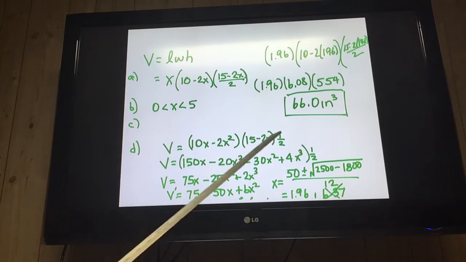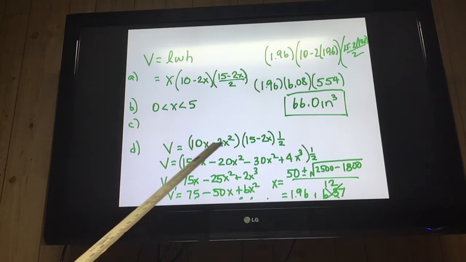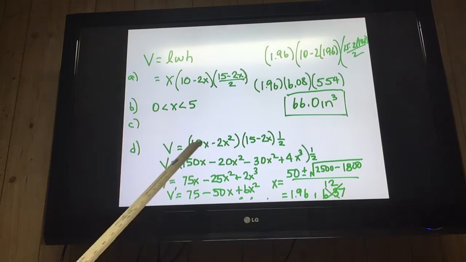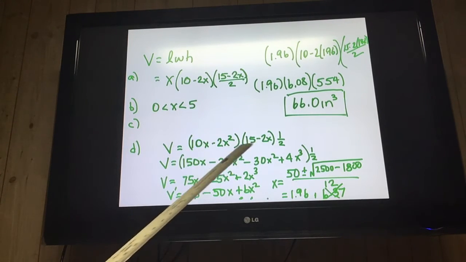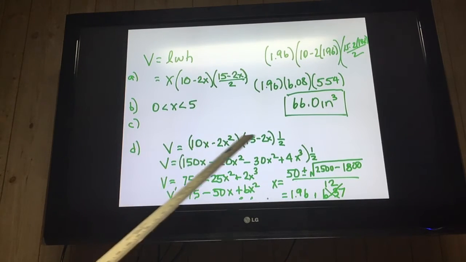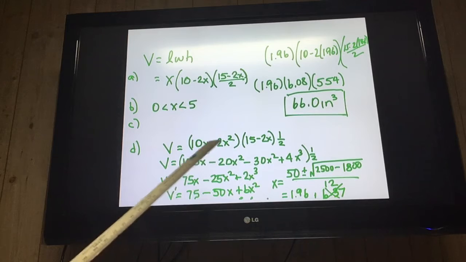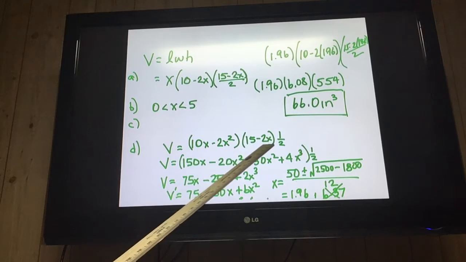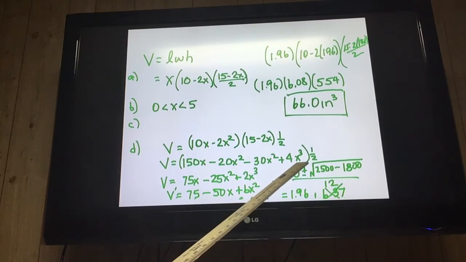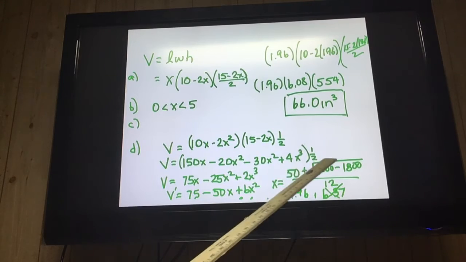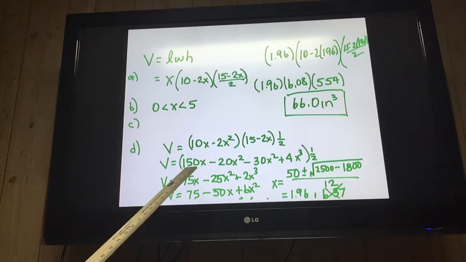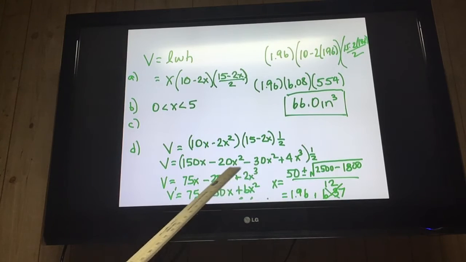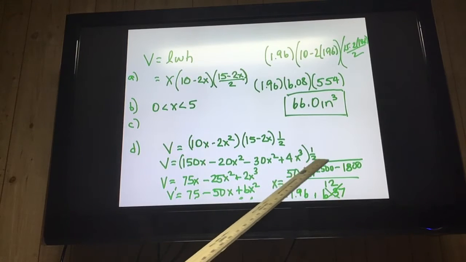Okay, so here's my volume. I want to maximize volume, so I want to take the derivative, but first of all, I want to multiply everything together. So use the FOIL method. 10x times 15 is 150x. 10x times negative 2x is negative 20x squared. Negative 2x times 15 is negative 30x. And negative 2x times negative 2x is positive 4x squared. And the 1/2 is still there. I can take the 1/2 and multiply everything inside. So 150 divided by 2 is 75. 50 divided by 2 is 25. And then I got 4 divided by 2 is 2.